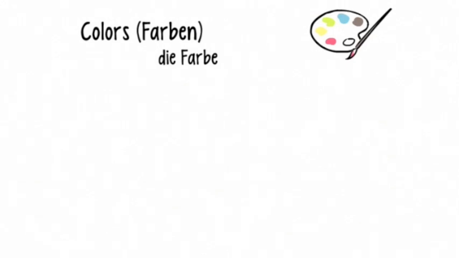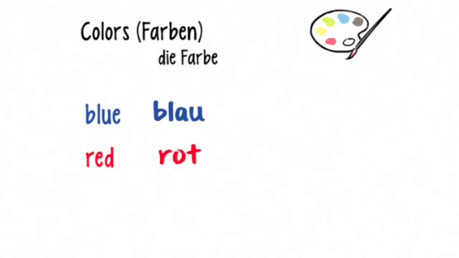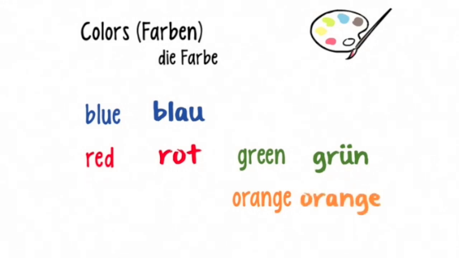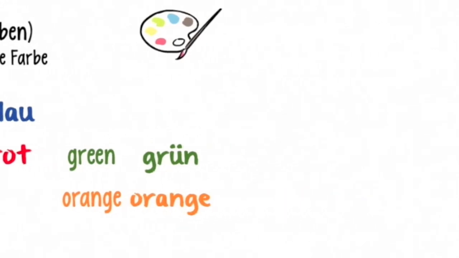Let's start with the first color, blue. In German we would say blau, red, rot, green, grün, and orange, orange. Blau, rot, grün, orange.